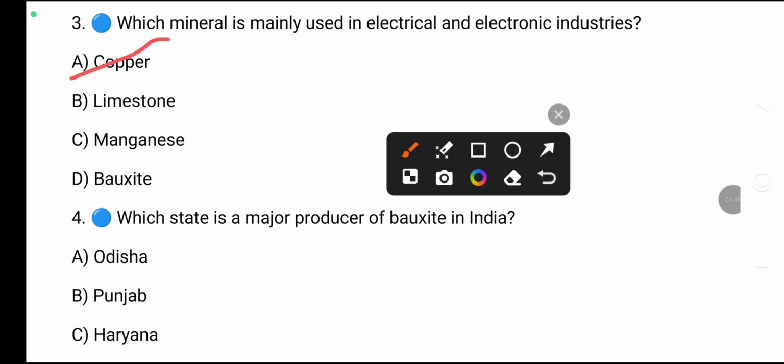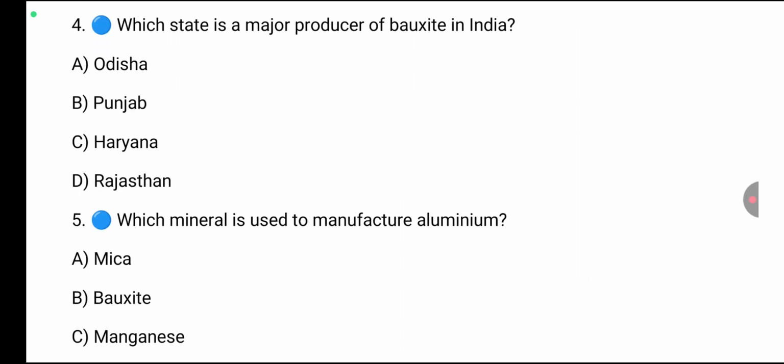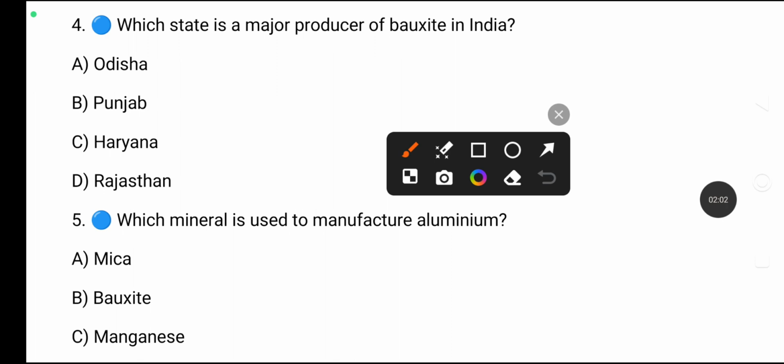Now moving on to question number 4. Which state is the major producer of bauxite in India? Options are Odisha, Punjab, Haryana, Rajasthan. Answer will be A, that is Odisha.